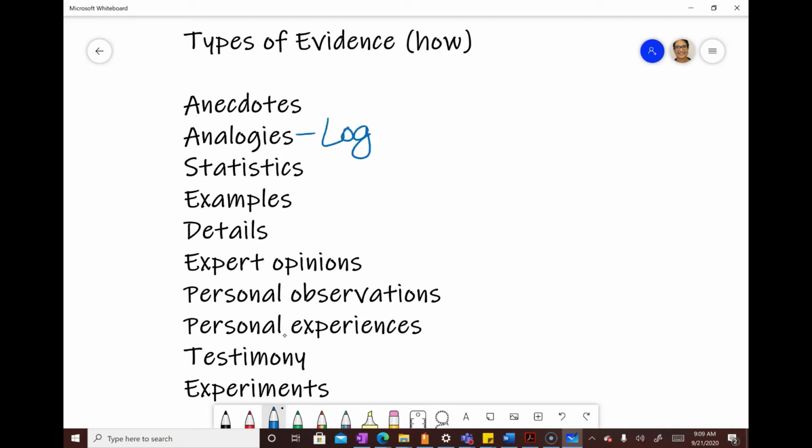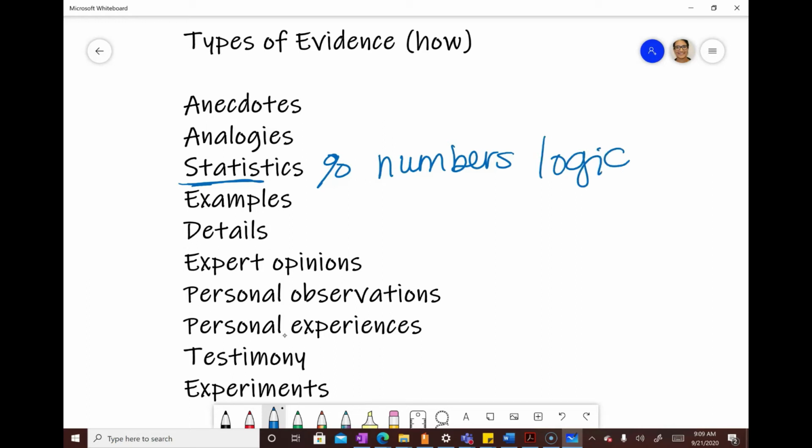And oftentimes we use analogies and comparisons in order to draw out some similarities and appeal to our audience's sense of logic. Now, statistics is pretty self-explanatory. It's the usage of percentages, numbers, or any other stats that would prove either some sort of issue is a problem or some sort of change will actually result in some positive impact. So again, it's a logical appeal when we use statistics.